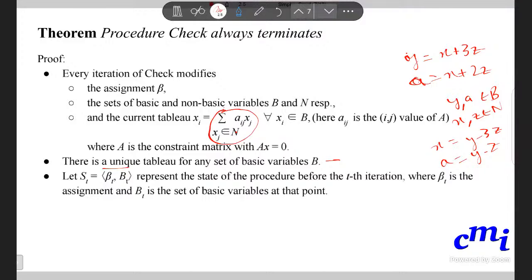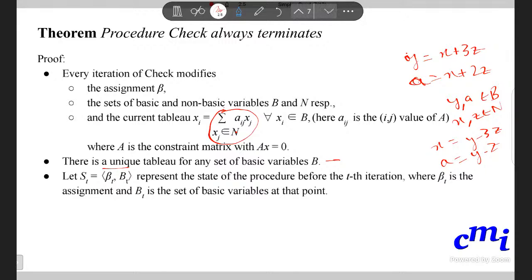So you basically write xi in terms of these variables, right? Correct. In terms of the non-basic variables. Each basic variable is expressed in terms of the non-basic variables. Therefore, that tableau is unique for a given set of basic variables.